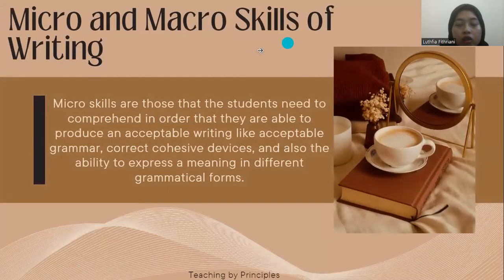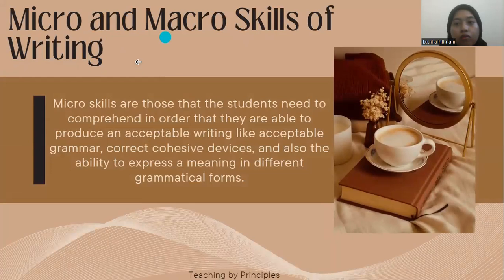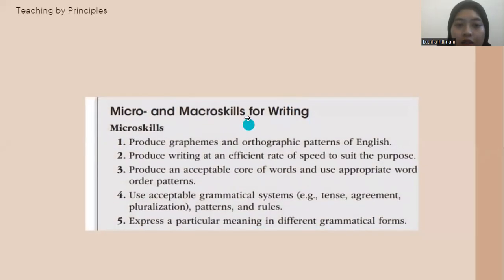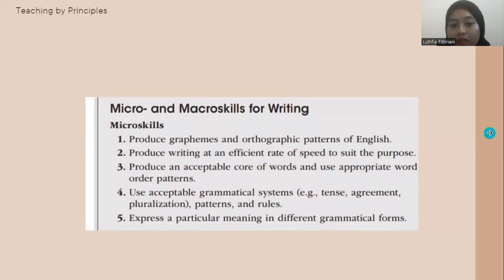Micro and macro skills of writing. What are the differences? Micro skills are those that students need to comprehend in order to produce acceptable writing, like acceptable grammar, correct passive devices, and also the ability to express a meaning in different grammatical forms. And this is the micro skills of writing.